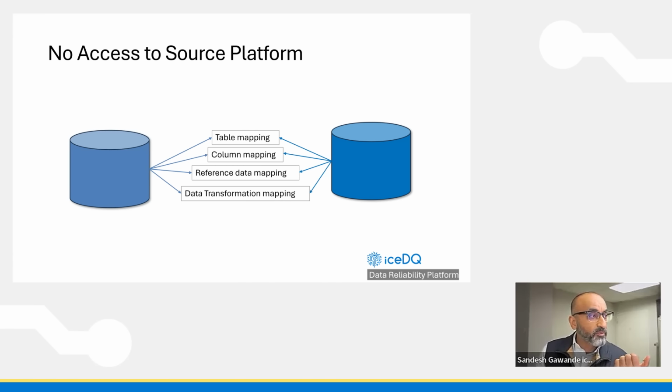Another problem: when you migrate from a legacy system to a new system, you need to compare the source and the target. You need to look at the source data and the target data. You need to create mapping documents: table mapping, column mapping, reference data mapping, data transformation mapping. Since they didn't have access to the source platform, these mappings were not good enough. They were not accurate, and that's another reason why the migration failed.